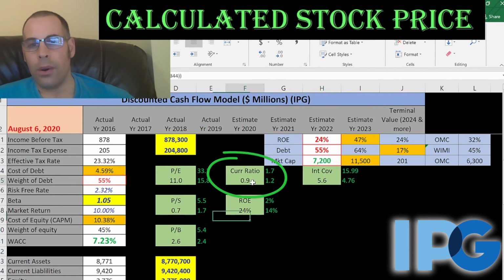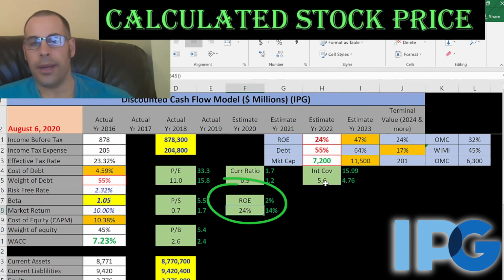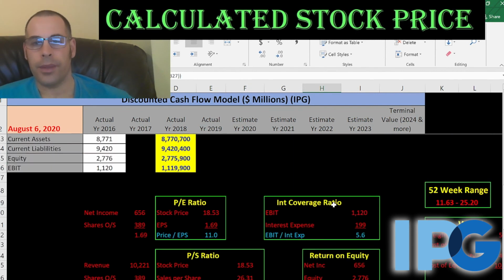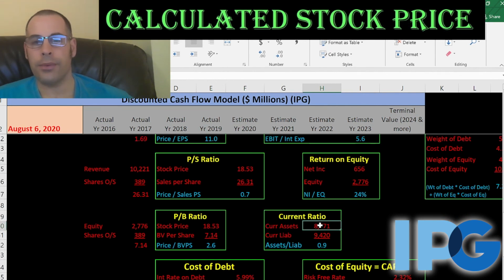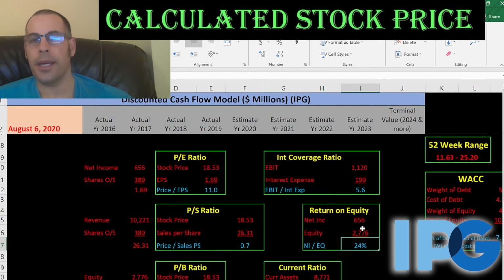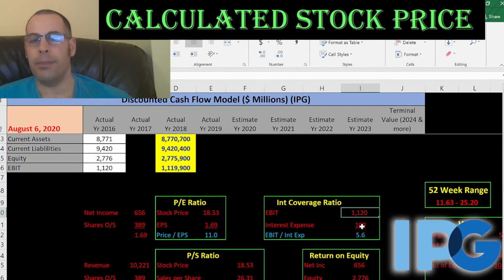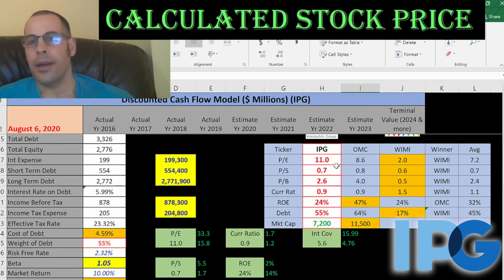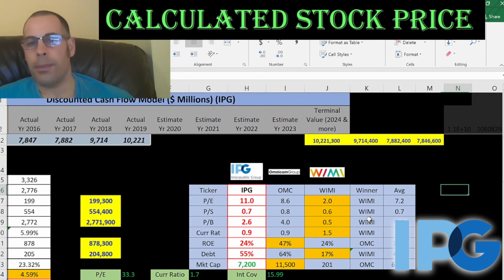They have a low current ratio, good ROE, and a good interest coverage ratio. Current ratio is current assets over current liabilities, so they're a little shy. ROE is net income over equity, so they provide a good return to the equity holders, 24%. I like to see above 20%. Interest coverage ratio is EBIT over interest expense. They can cover their interest expense 5.5 times. That's really good. And a good way to look at ratios is to compare them to similar companies.